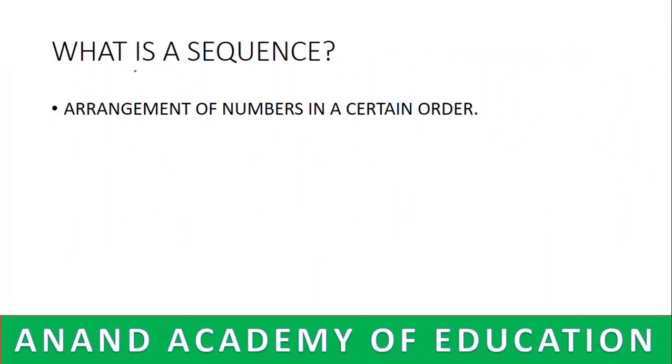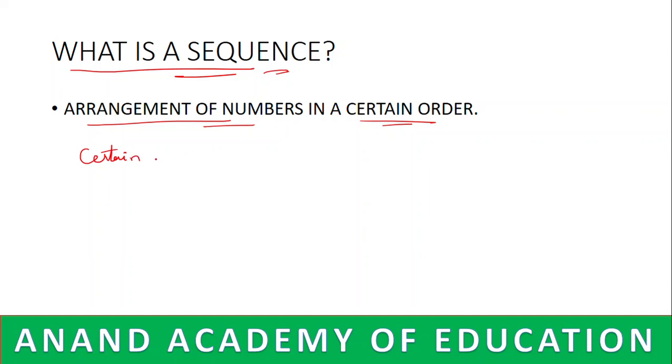So what is a sequence? The first and foremost step in any chapter is to know the basics and definitions. So here also we'll start with the basic definitions. So the first basic definition: what is a sequence? A sequence is nothing but an arrangement of numbers in a certain order.